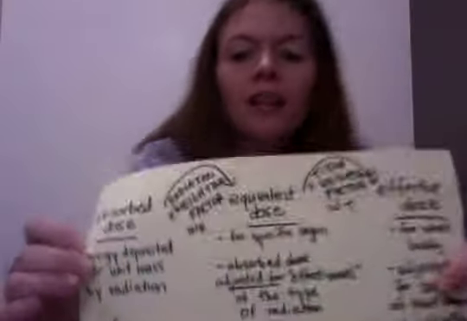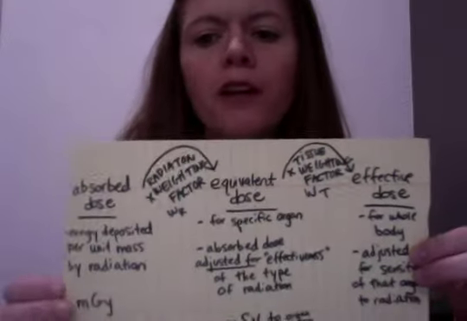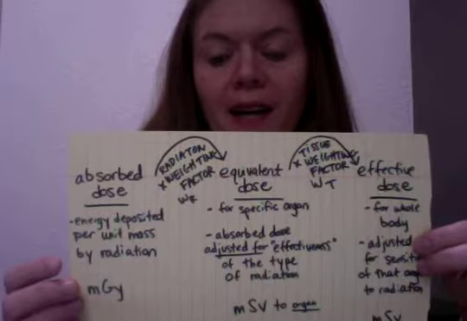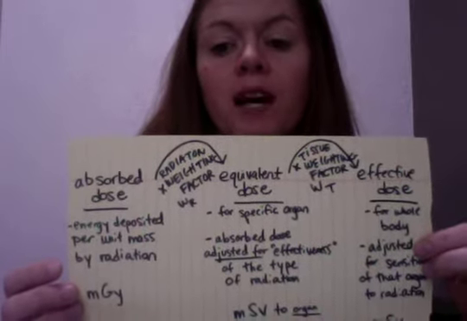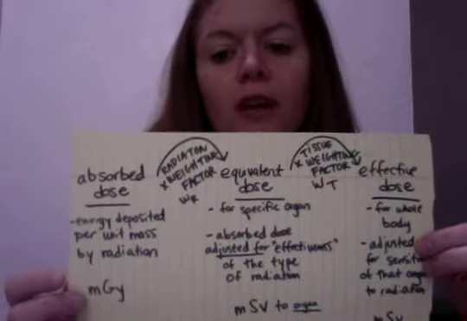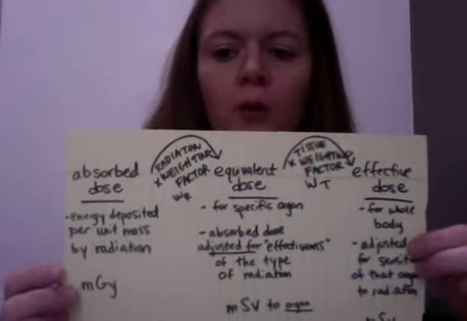So we've got three kinds of dose. Pretend this is my chalkboard here. We've got absorbed dose, which is the energy absorbed per unit mass, and that energy has to be deposited by radiation. And the unit we use for this is gray, or milligray is usually more appropriate.